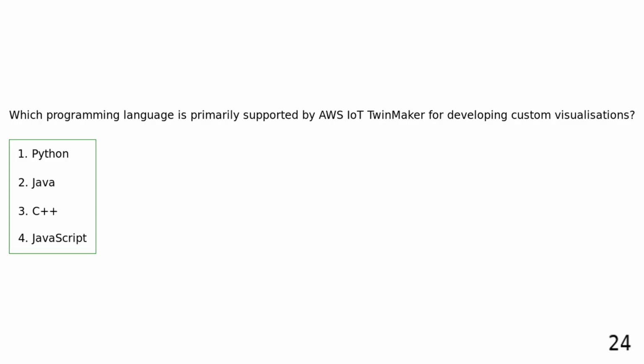Which programming language is primarily supported by AWS IoT TwinMaker for developing custom visualizations? Python, Java, C++, JavaScript.